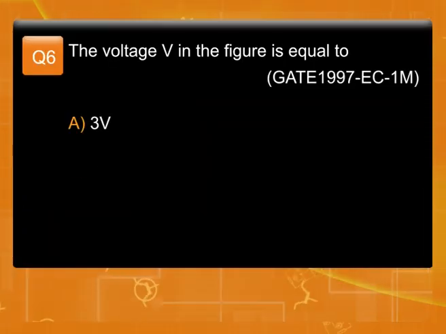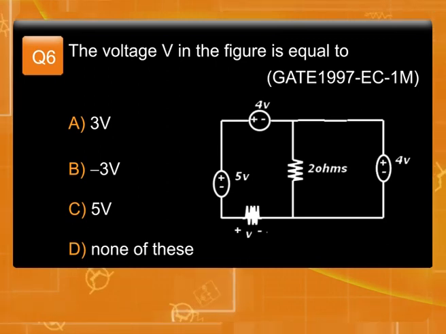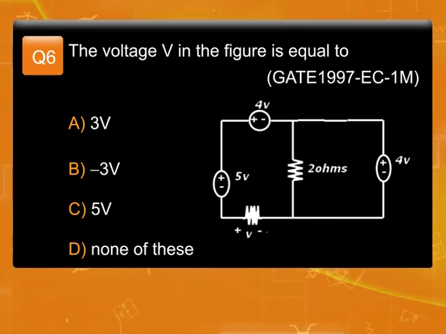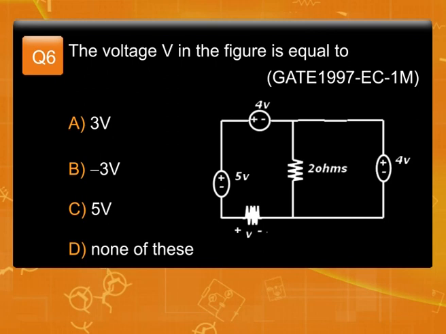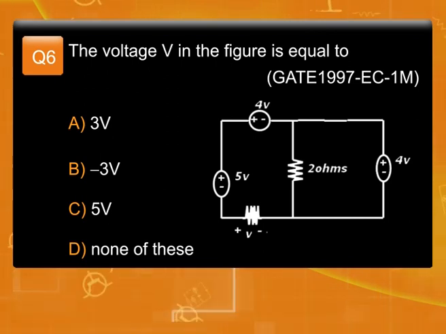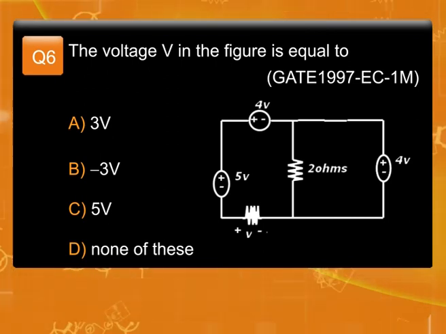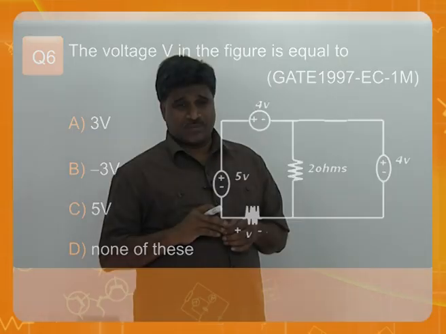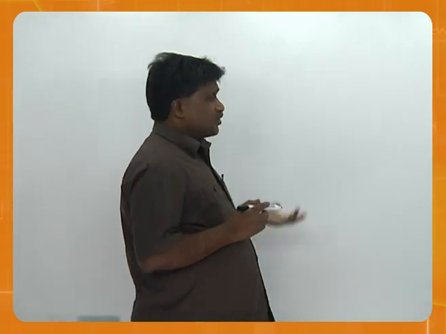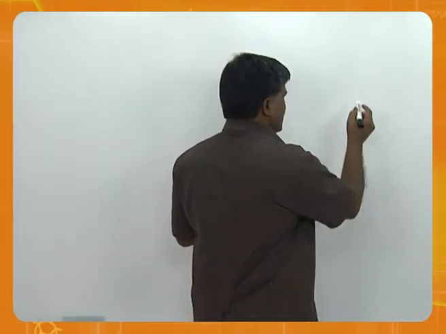The voltage V in the figure is equal to, is given in GATE 197, EC 1 mark. The options are A 3 volts, B minus 3, C 5, D none of the above. Let us see what is the basic answer. So let me draw the figure and then slowly estimate the answer.